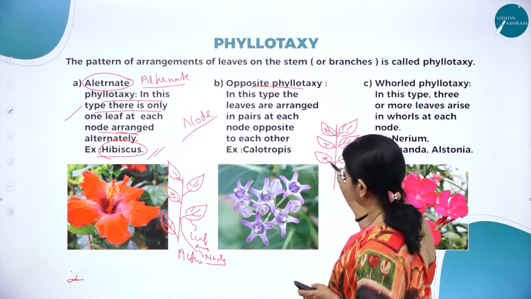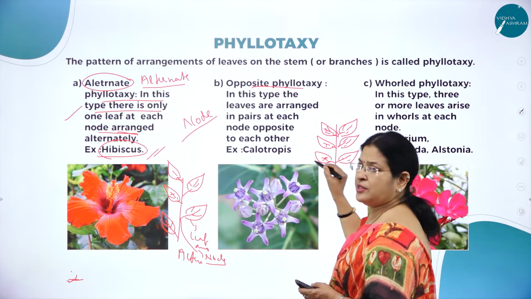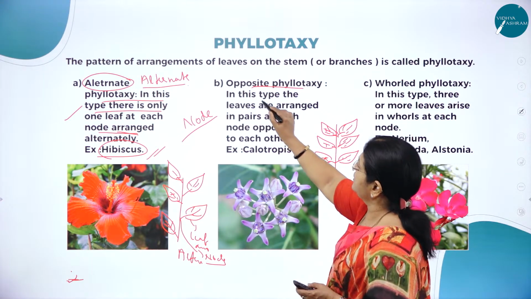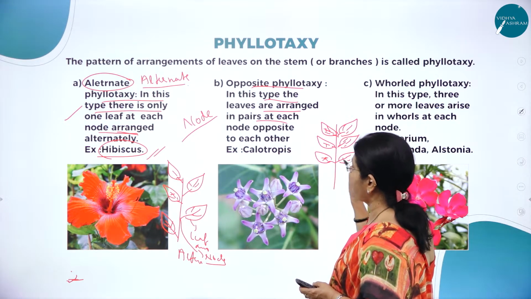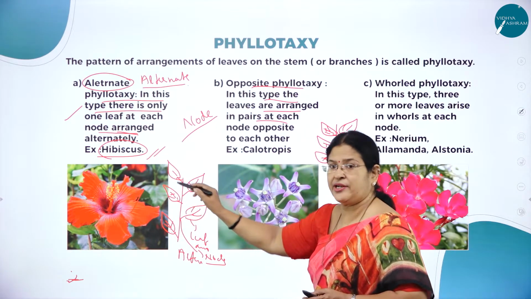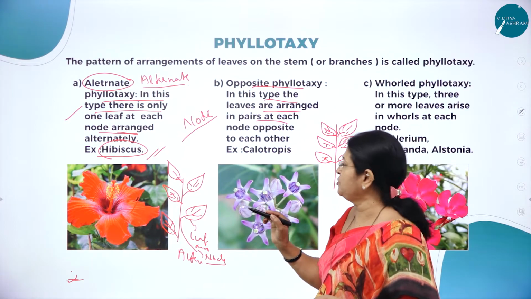Here, can you make out? Here you see this is one common node. From the common node you can see the opposite leaves. So in this type, the leaves are arranged in pairs at each node, opposite to each other. Here you can see the difference. Here it is alternating each other. Here it is opposite to each other, just opposite to each other.